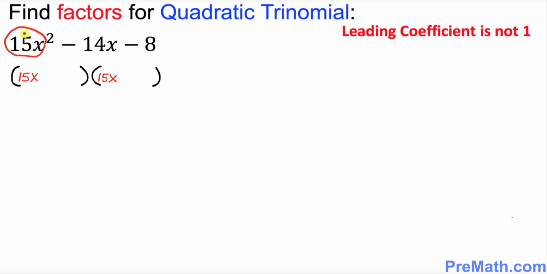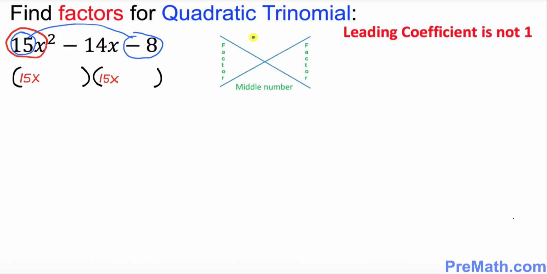So the next step, I want you to look at this 15 on the left hand side, this end number, and negative 8 on the right hand side, end number. I want you to multiply these two numbers out. 15 times negative 8 is negative 120. So I want you to place this negative 120 right on the top over here in this diagram. Now I want you to look at the middle number, which is negative 14. That's going to go at the bottom over here, negative 14.